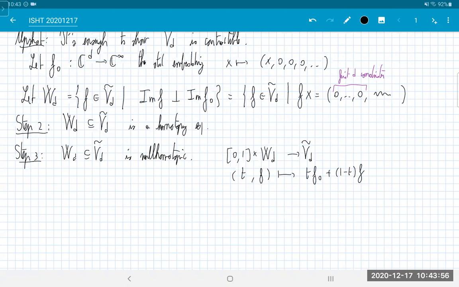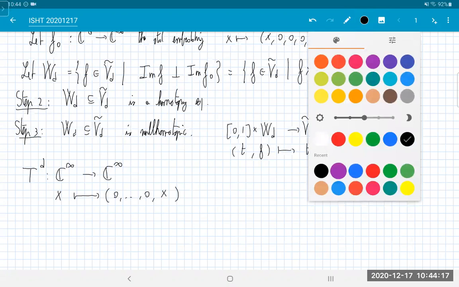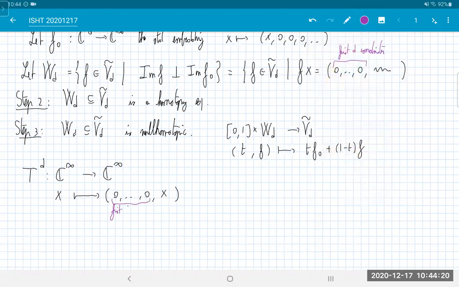So it's only step two that's missing. And for step two, we still have a deformation retraction. Let T_d from C^infinity to C^infinity be the map that sends x to (0, 0, ..., x), where these are the first d coordinates. So that's a shift. If you want, I could write a matrix representing T^d, but I expect everyone is able to do that. And this is an injective map.